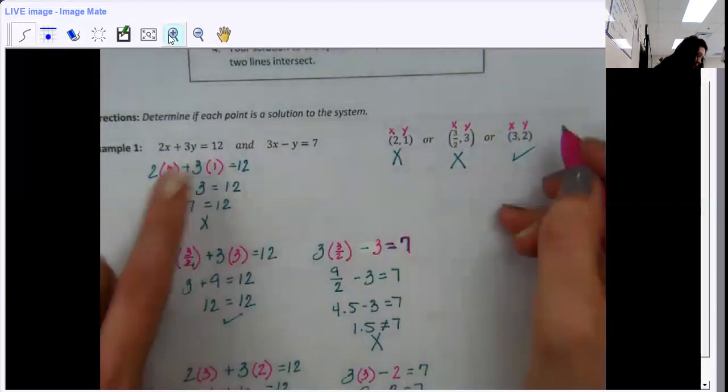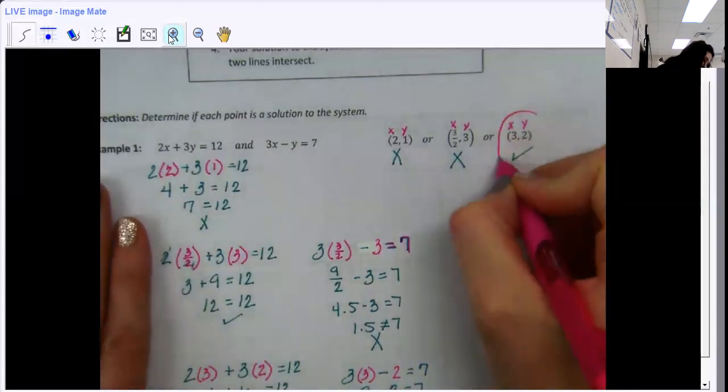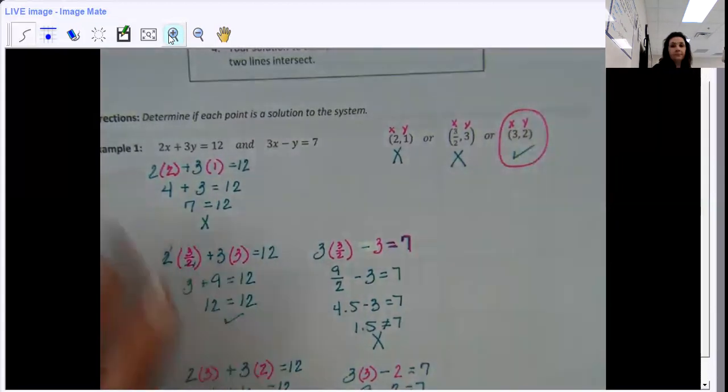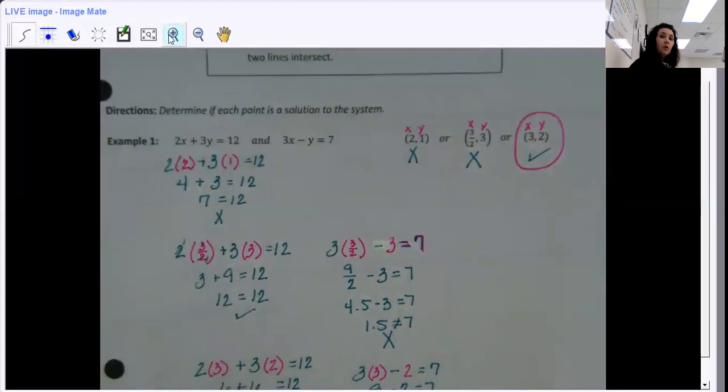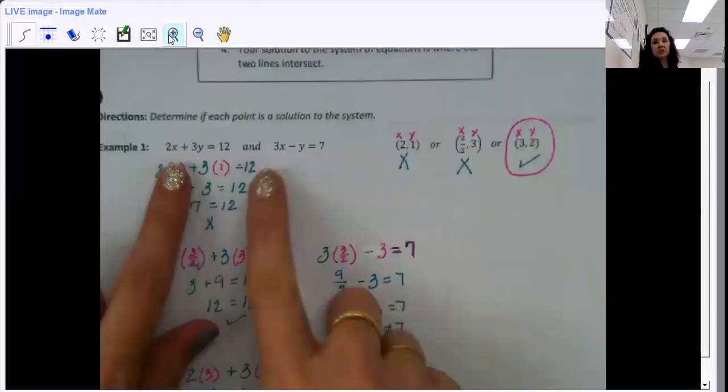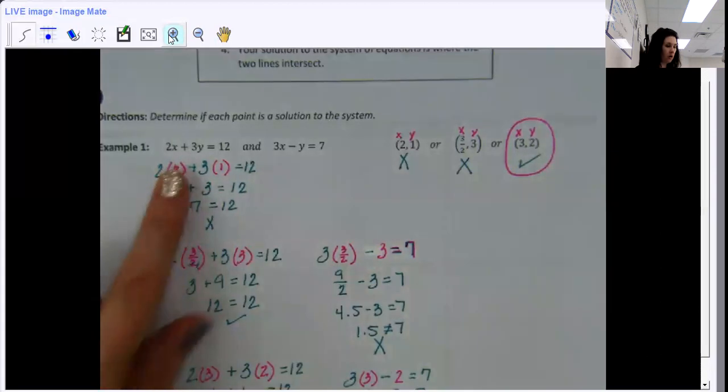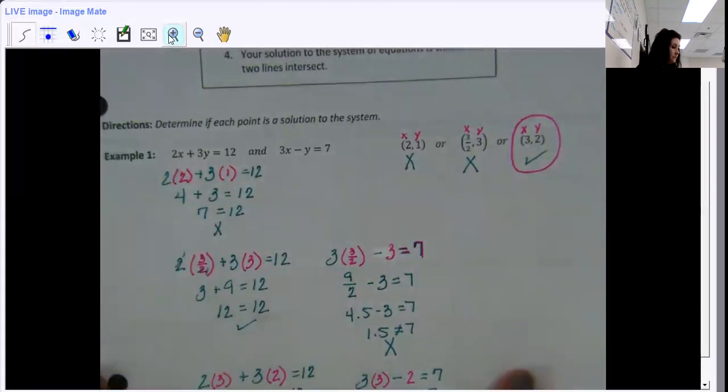Okay, so our answer is right here. Whenever we're solving these systems of equations, you can always plug the ordered pair that you get back into both equations to see if they're true. That's a way to check your work. And we'll get to that in just a minute.